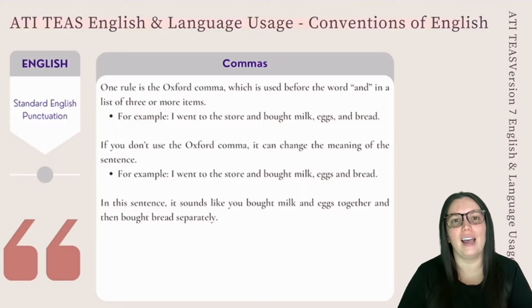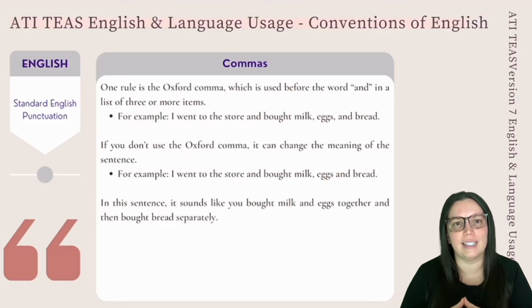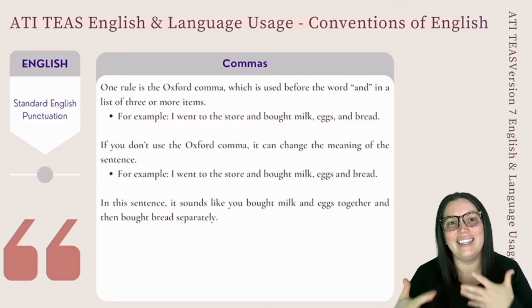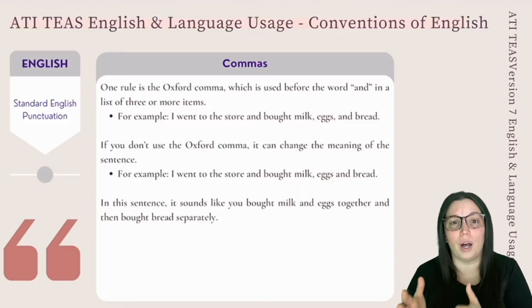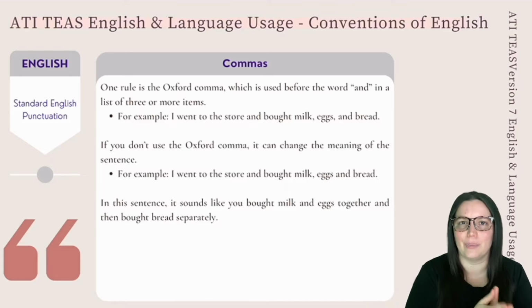So for example, I went to the store and bought milk, comma, eggs, comma, and bread. There's 3 items. If you don't use the Oxford comma, it will change the meaning of the sentence altogether. So for example, I went to the store and bought milk, comma, eggs, and bread. In this sentence, it sounds like you bought milk and eggs together and then bought bread separately.